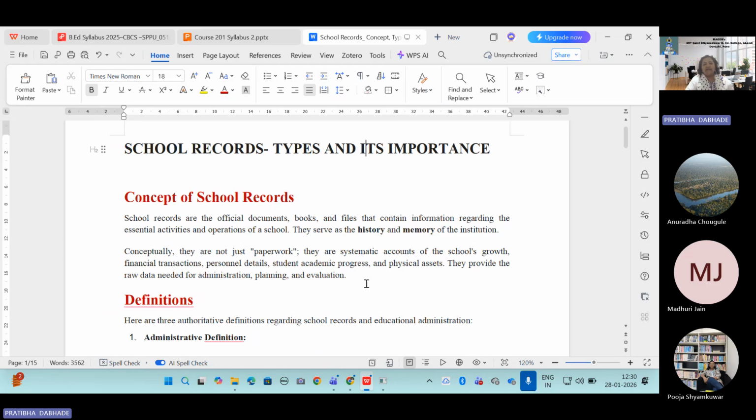It's not like that. They are the systematic accounts of the school's growth. See, they give specific emphasis to certain key concepts like systematic accounts of the school's growth, financial transactions, personal details, right? Personal details can be of the student, or of the teacher, right?